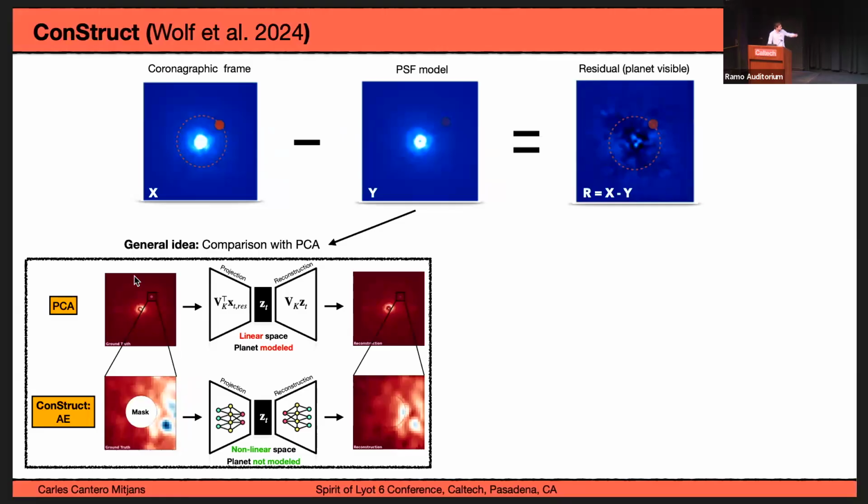Image inpainting is basically a technique where you mask some part of your image, and you teach the neural network to reconstruct this part based on the knowledge you have in the image, just the speckle pattern. So now imagine that you have an exoplanet there. If you mask the exoplanet, there is no exoplanet signal while training the neural network. That's a little bit the idea of Construct.